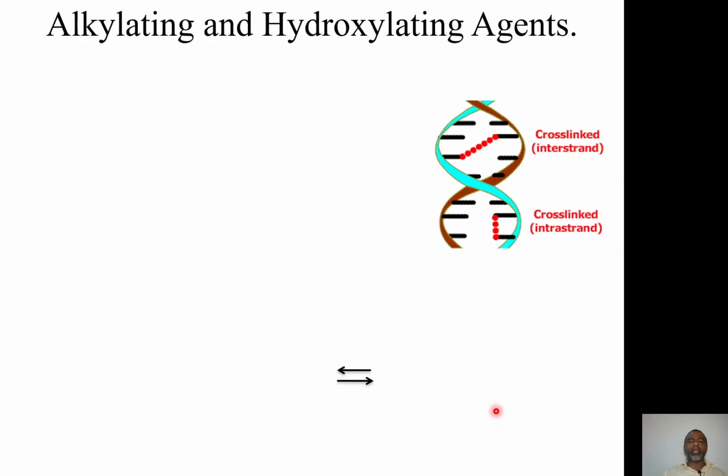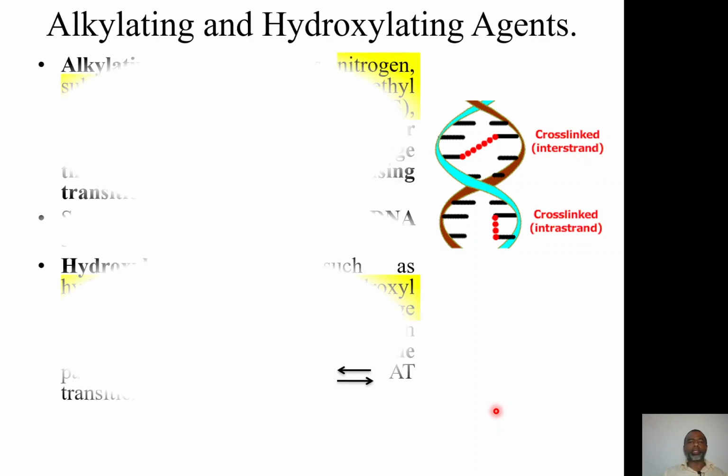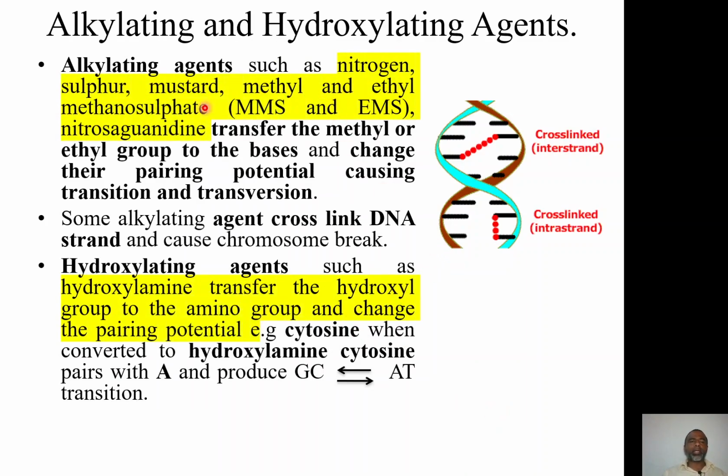Then you have the alkylating and hydroxylating agents. You have agents like nitrogen mustard, sulfur mustard, methyl and ethyl methanesulfonate, and nitrosoguanidine. These are alkylating agents which transfer the methyl or ethyl group to the bases of the DNA. When they transfer their methyl or ethyl group to the base of the DNA, these bases will not pair normally; they will change their pairing potential, and once the pairing potential is changed, transition and transversion, as we have seen in the previous slide, will take place.